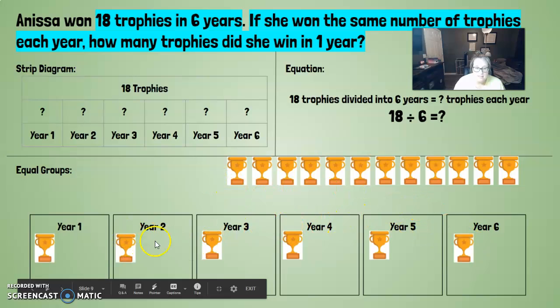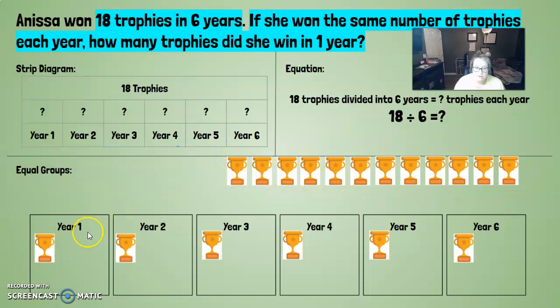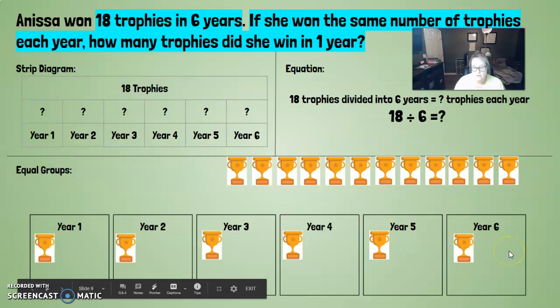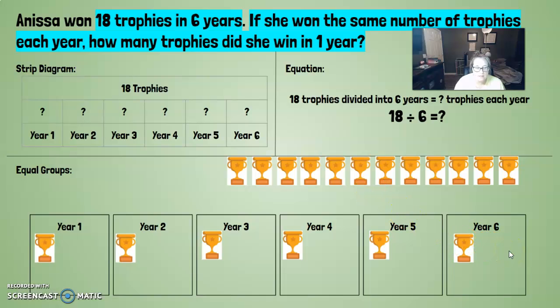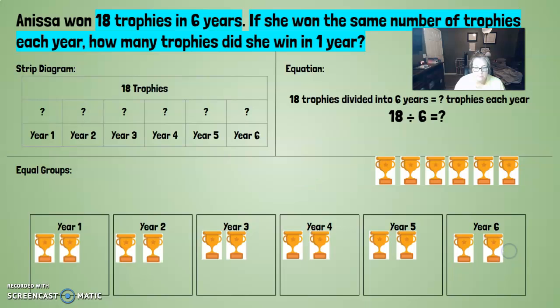So now I see that each year has one trophy, but I still have all these trophies to go. So I'm going to do the same exact thing. I'm going to take this trophy and drag it over here, this trophy over here, this trophy over here, this trophy over here, this trophy over here, and this trophy over here. Now when I do that, how many trophies are going to be in each year so far? If you said 2, you are correct.